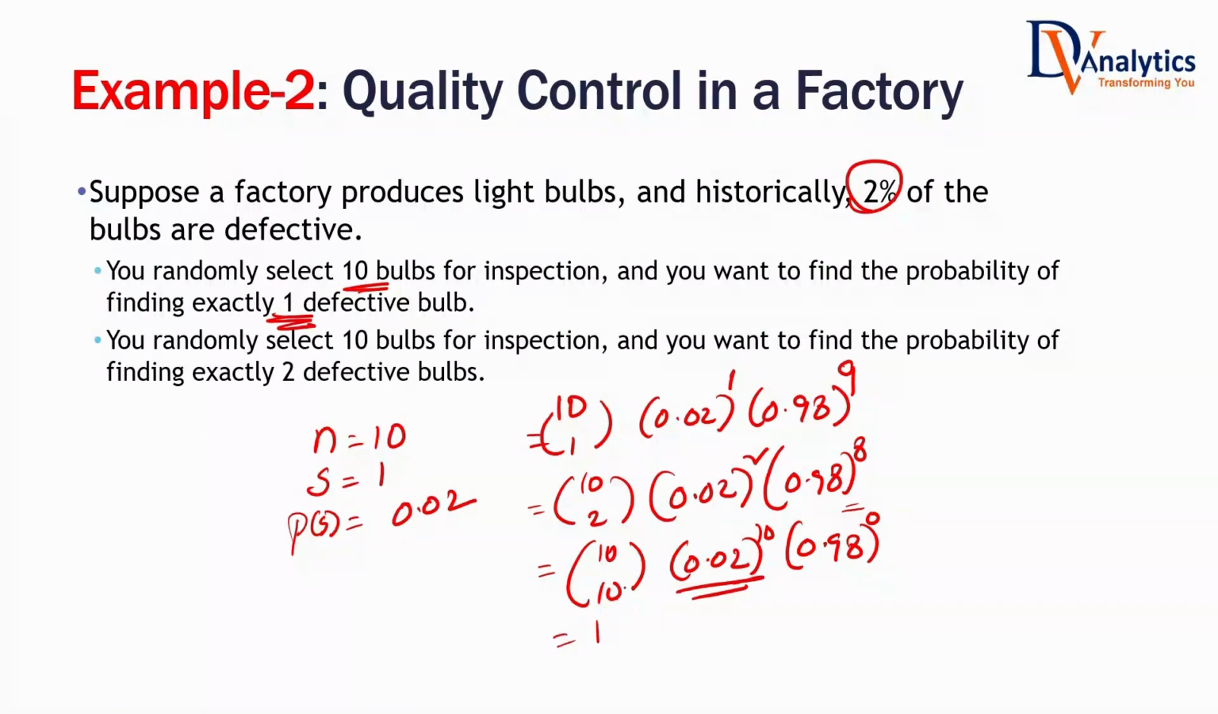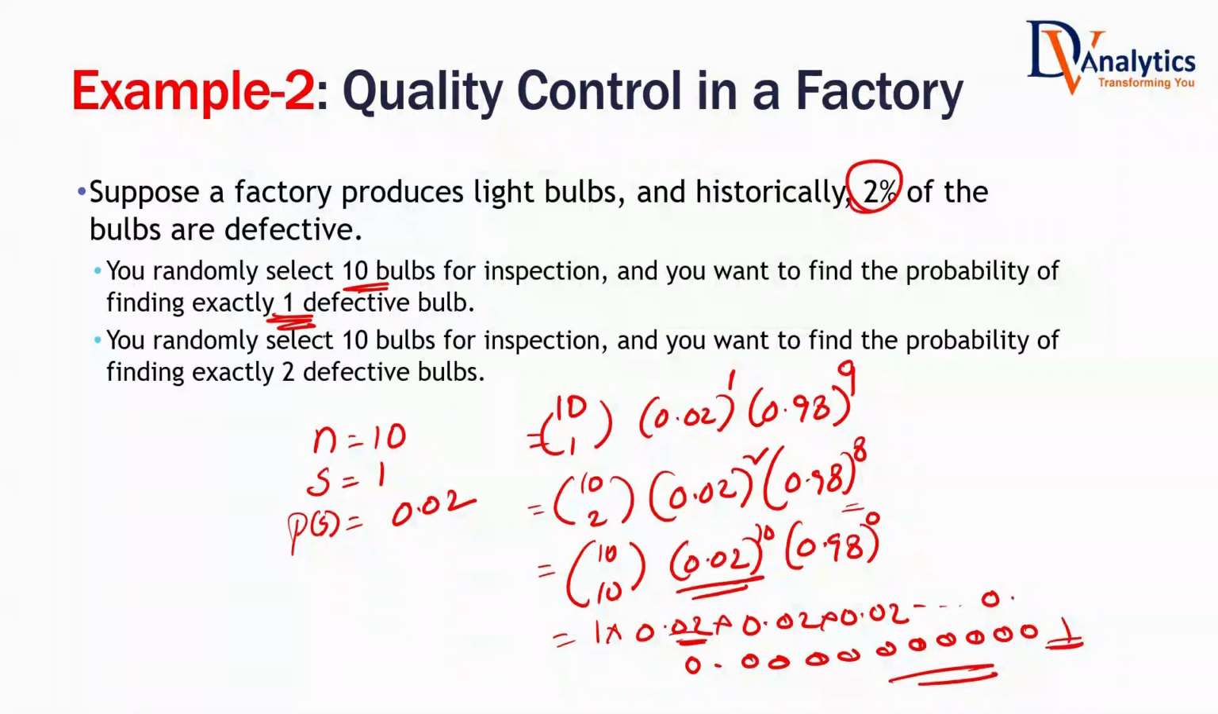Like this is 1, 10 choose 10 is 1 into 0.02 into 0.02 into 0.02. It goes on for 10 times. So the probability is 0. Since it is 2 decimals, almost 20 decimals, and then the number actually starts with 1 or something, which is very, very rare. It may happen that you may get 10 out of 10 defects, but it is very, very rare.